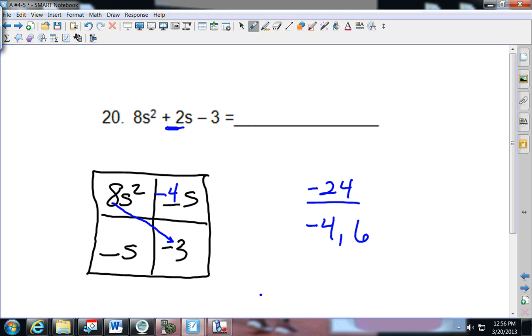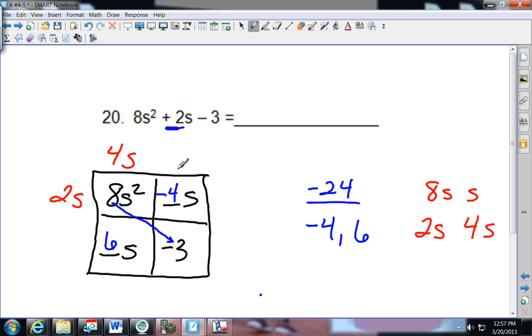It doesn't matter which order you put them in. What matters is how you split up the 8s squared. It's going to be either 8s and s or 2s and 4s. And you've got to figure out which way it goes. See, if I would go here, some people will be like, oh, well, I'm just going to put them however.